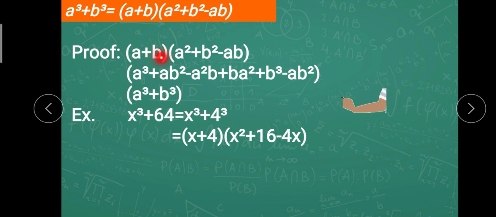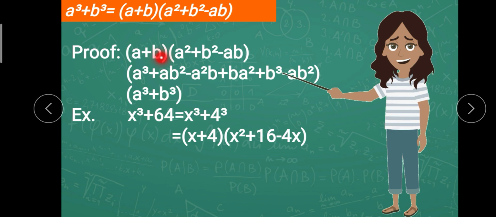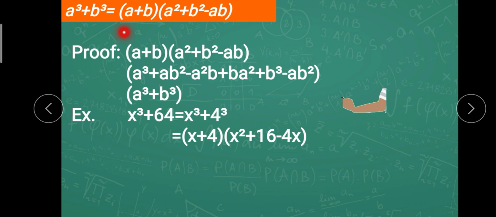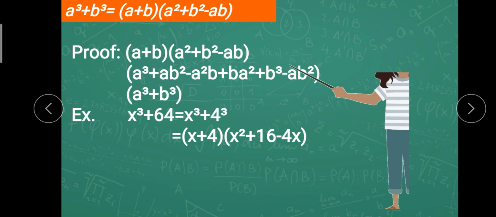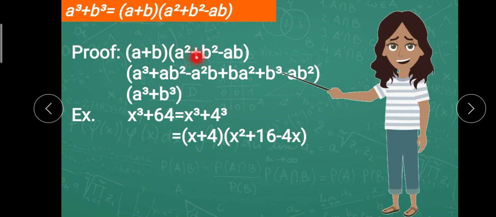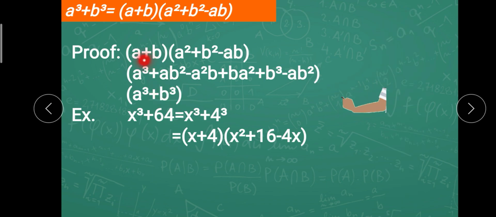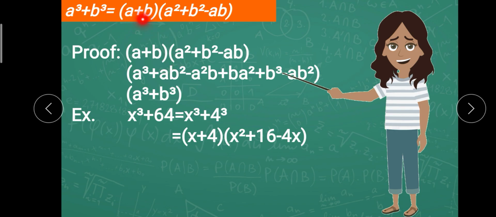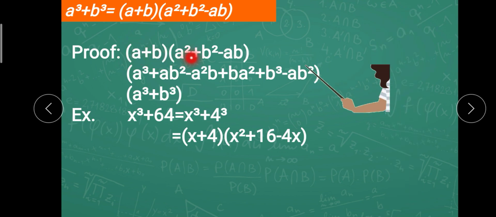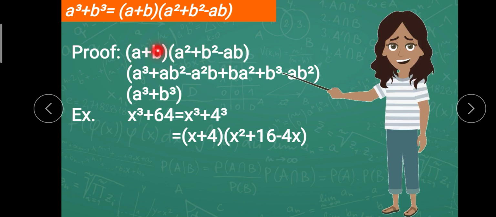So in doing the proof, what we do, we will make right hand side equals to left hand side. Okay, so first what we do, we will take right hand side of this equation, we will solve it, and we will make it equal to left hand side. Okay, so you can see this is the right hand side of this equation, which is a plus b times a square plus b square minus ab. So now multiply a with all these three terms, then multiply b with all these three terms.